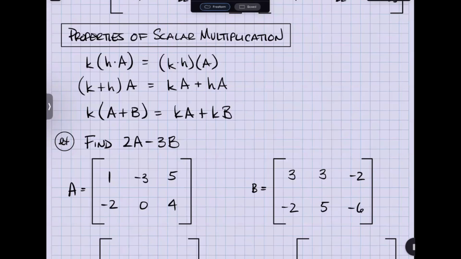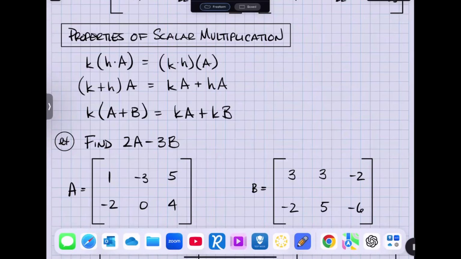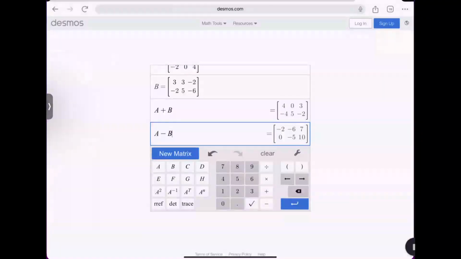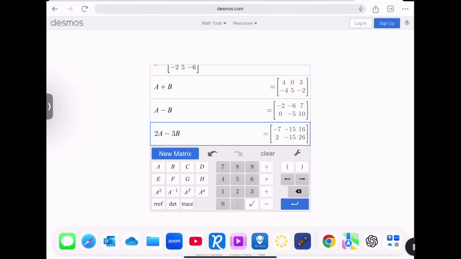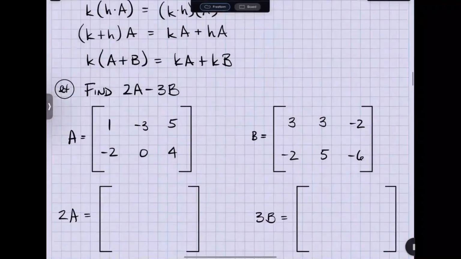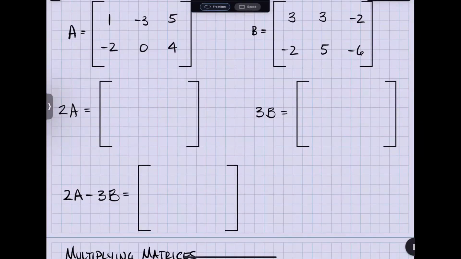And on the calculator, all I got to do is say, hey, I want 2A minus 3B, and I'll get my answer. But of course, here you're going to have to show all your work, right? You got to show the 2A, you got to show the 3B, and then you got to subtract them.